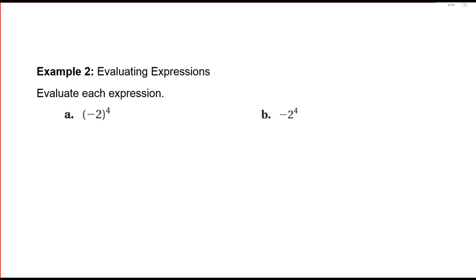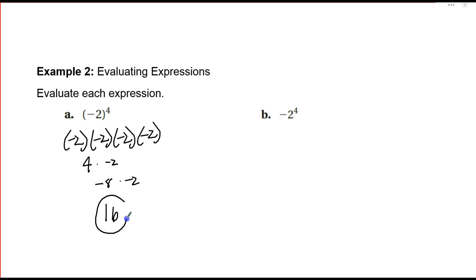Next one, example 2, we need to evaluate each expression. So you can use a calculator on these, but I also want you to be able to know how to do them without a calculator. So this is basically -2 to the 4th power means -2 times -2 times -2 times -2. -2 times -2 is +4. 4 times -2 is -8. And -8 times -2 is +16.